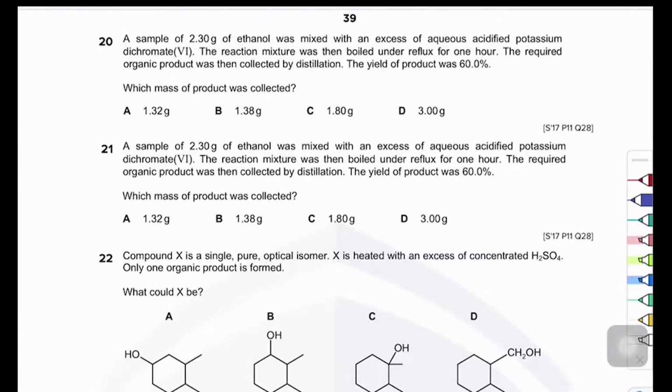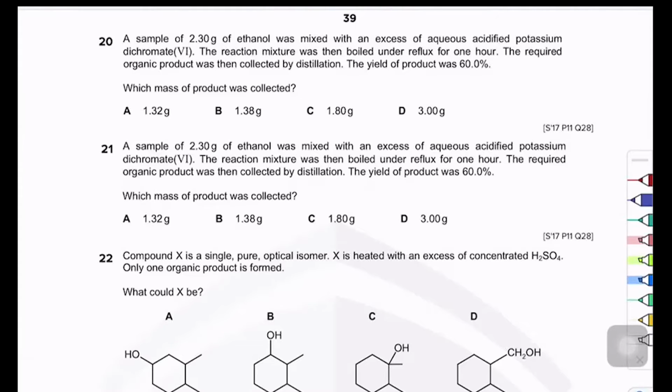A sample of 2.3 gram alcohol was mixed with an excess of acidified dichromate. The reaction mixture was then boiled under reflux for 1 hour, so that obviously goes to completion. The required organic product was then collected by distillation. So the acid was made and collected. The yield was 60%. What mass of product was collected? So they're basically saying that we took ethanol, we oxidized it, gave it enough time, but how much time we don't know. Now 2.3 gram is completely oxidized to ethanoic acid.